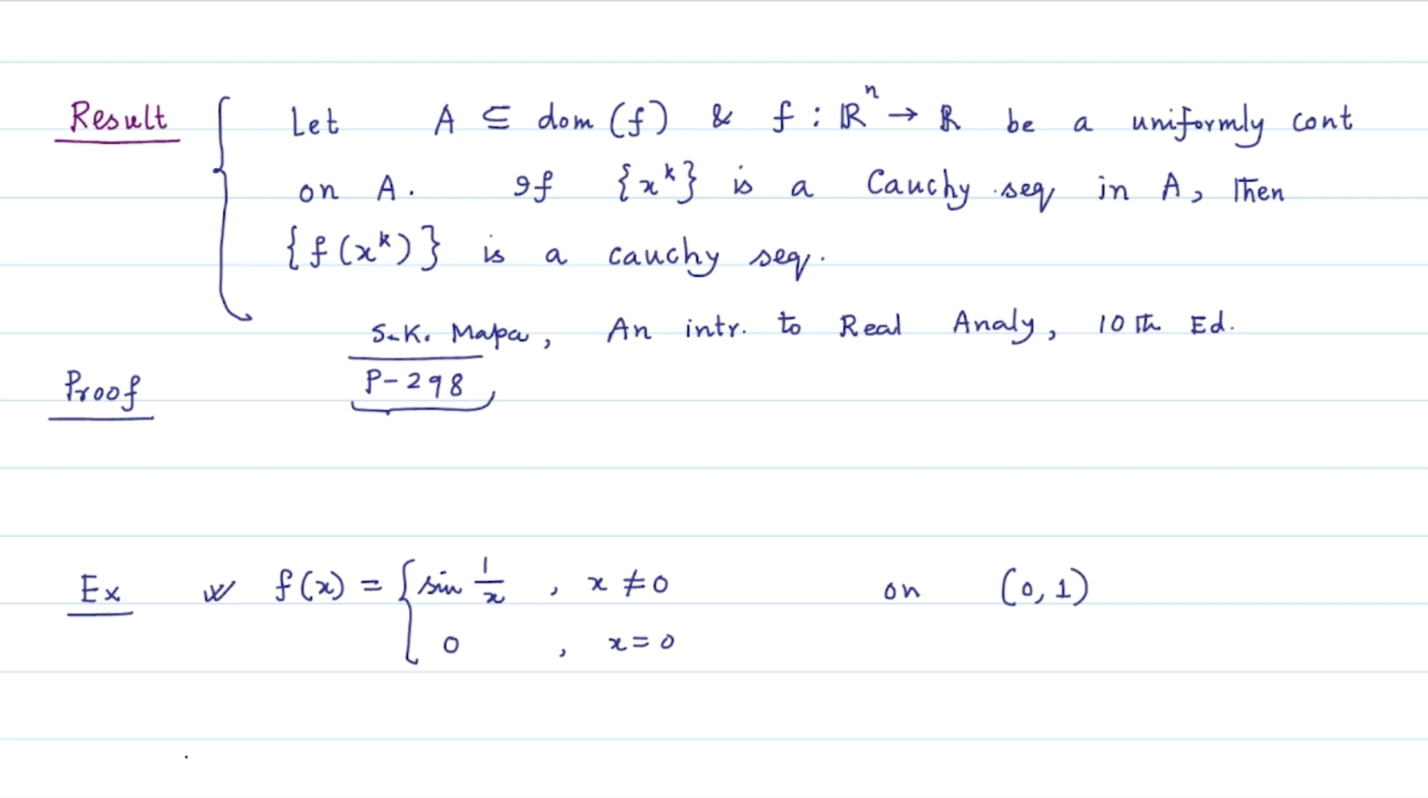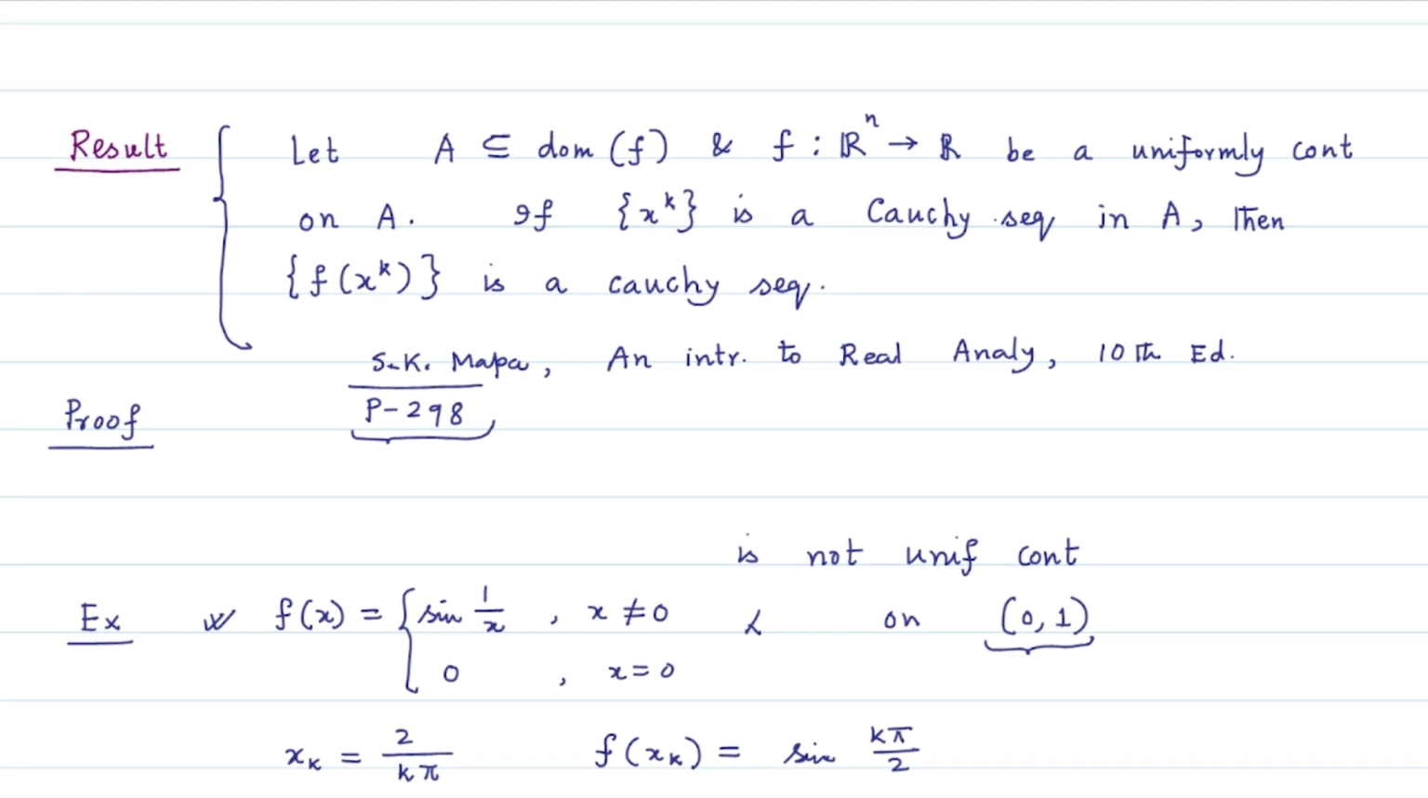For this function, you may try taking the sequence x_k equal to say 2 by k pi, which is a Cauchy sequence inside the interval 0 to 1, but the sequence f(x_k) equal to sine(k pi by 2) is not a Cauchy sequence because it is not a convergent sequence of real numbers, and therefore this function f is not uniformly continuous on the open interval 0 to 1.